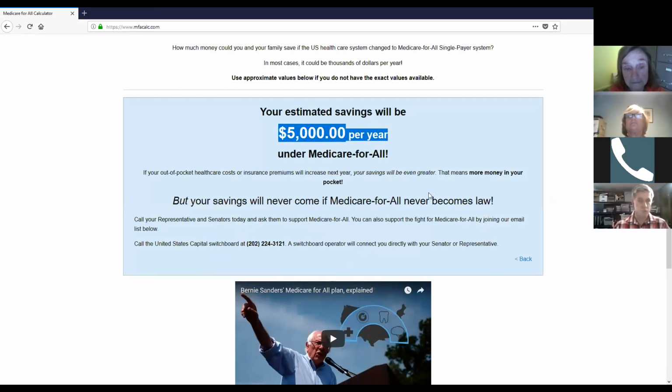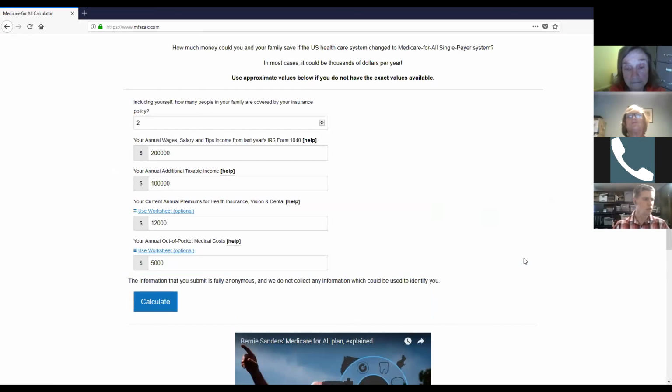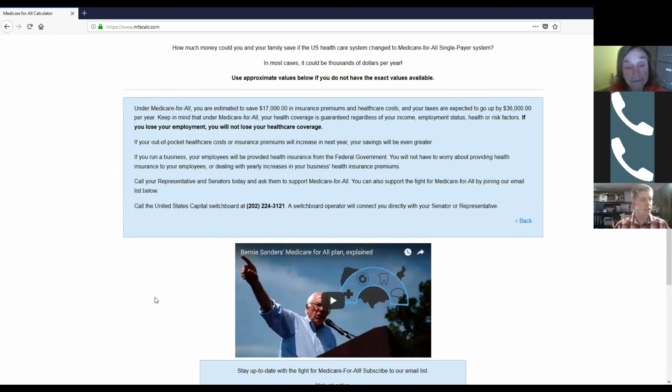Estimated savings of $5,000 a year. So let's go back and create a situation where we know that they're going to have to pay some more. Since the unearned income, so not wage income, the unearned income of rents and investments, is taxed at 6%, let's say this individual makes a lot of money in investments. Now calculate. We can see that how the results are laid out has changed a little bit.